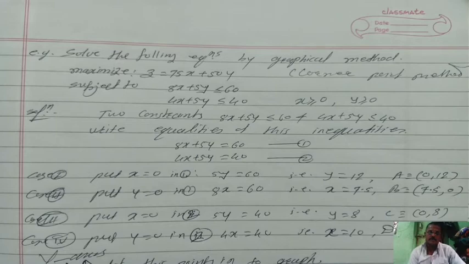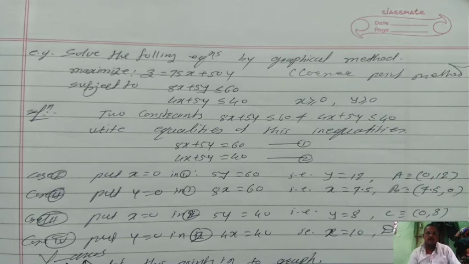In equation number 2, now here we take x is equal to 0. Therefore 5y is equal to 40, that is y is equal to 8. At C point, we have to write first x coordinate 0, next y coordinate we have to get 8, that is C point is (0, 8).